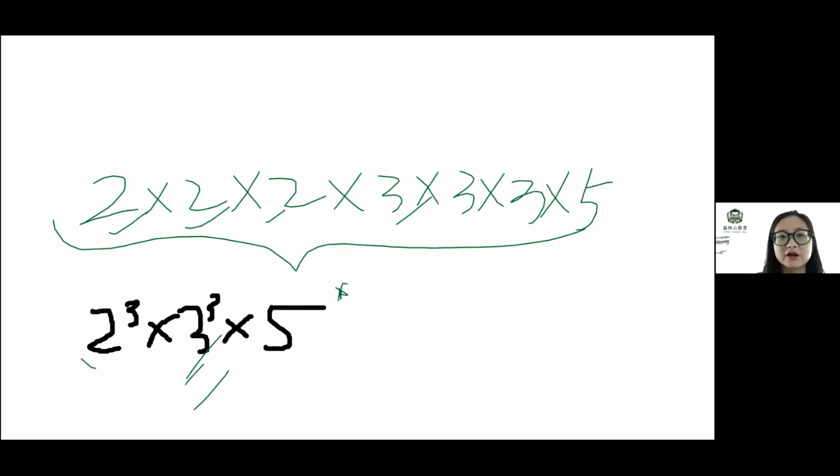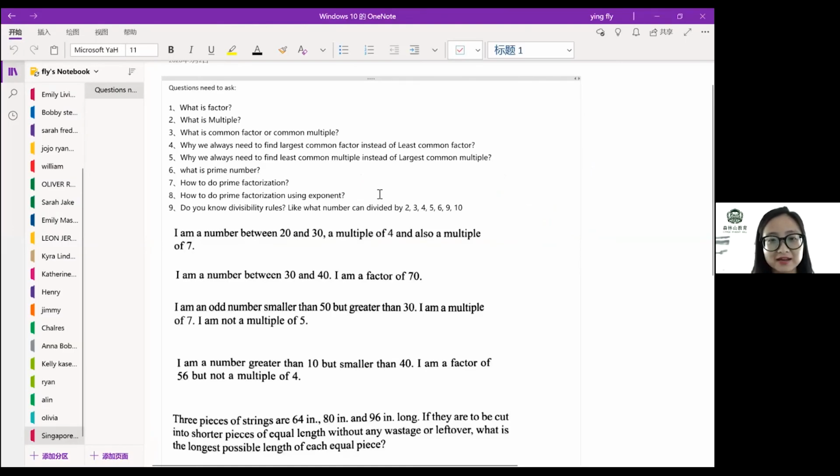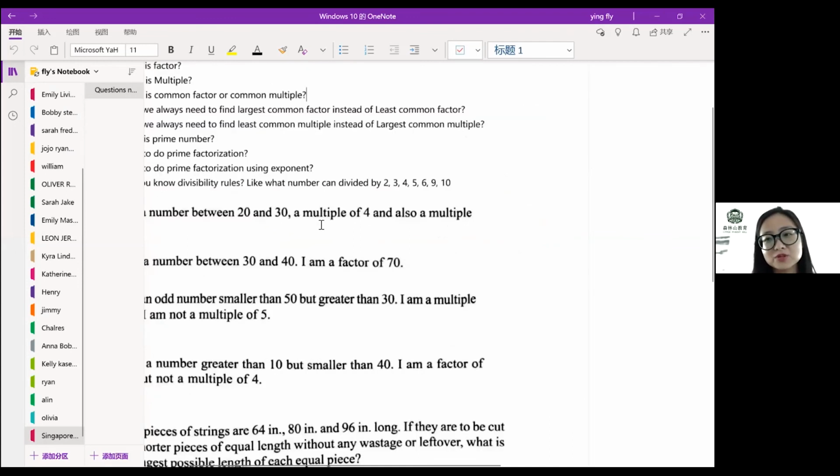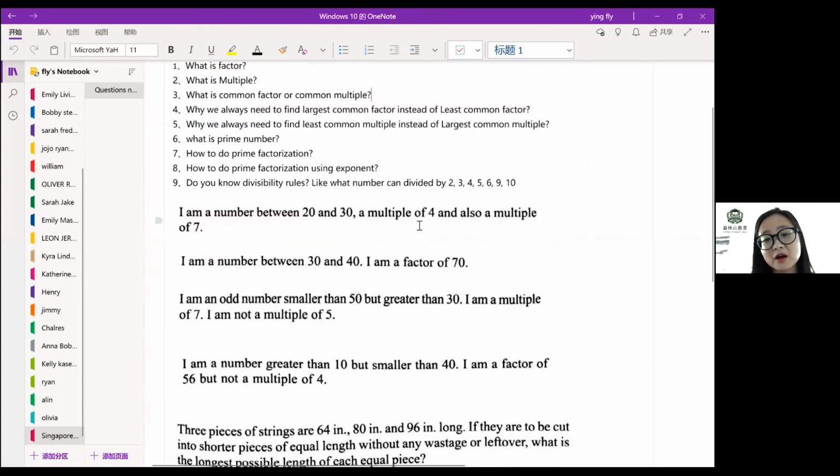Excellent. Okay, now I will move to here. I think it's almost time. I want to ask 4 questions, and if you get them right, then we're done, okay? The first one: I am a number between 20 and 30, and I'm a multiple of 4 and also a multiple of 7. So who am I? Think about it.